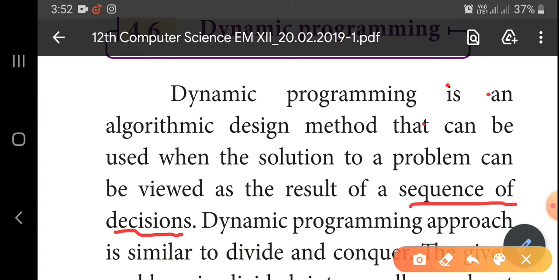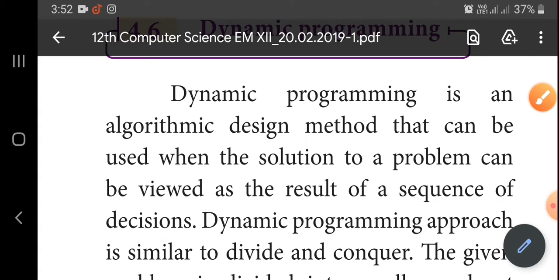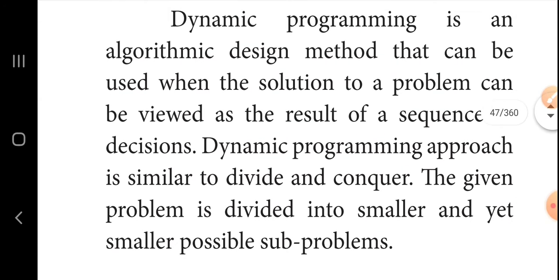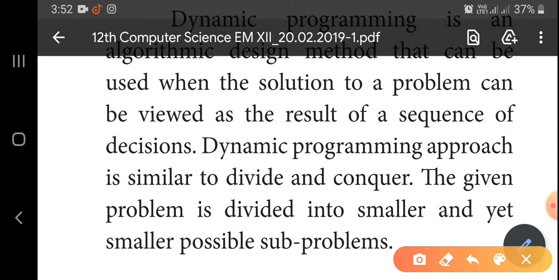In this approach we can also use the divide and conquer method. We already discussed divide and conquer in the last class, in binary search. The divide and conquer method is used to divide a big problem into smaller sub problems. We find the solution of the sub problems and combine all the solutions of the sub problems to find the solution of the given problem. So in the dynamic programming approach, we can also use a divide and conquer technique.